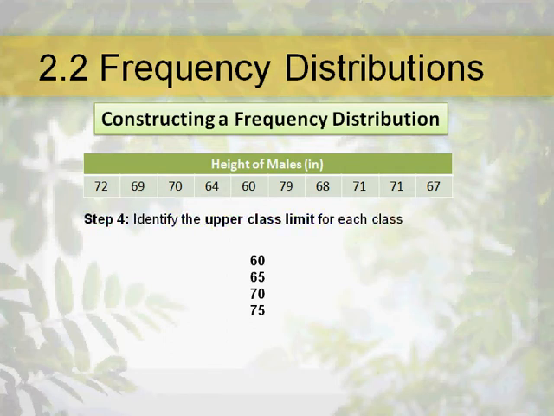Step 4, identify the upper class limit for each class. If any of our data has 1 decimal, our upper class limit should have 1 decimal. If our data has 2 decimals, our upper class limit should have 2 decimals, etc. Notice in this example, none of our data has any decimals, so my upper class limits are going to be the next number closest to the next lower class limit. For example, for my first class, I go as high as 64, but I don't need to go as high as 64.9 because none of my data has any decimals.